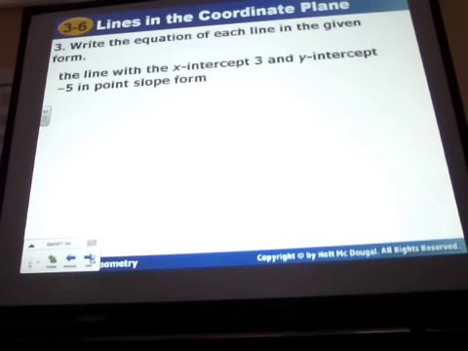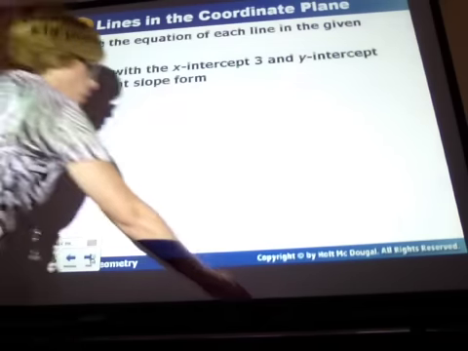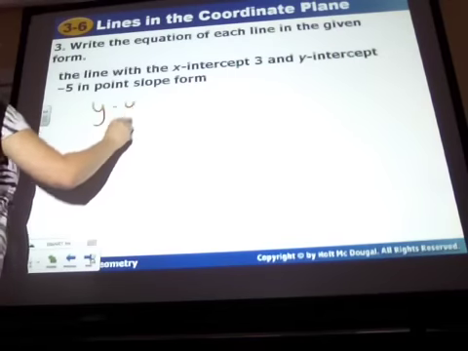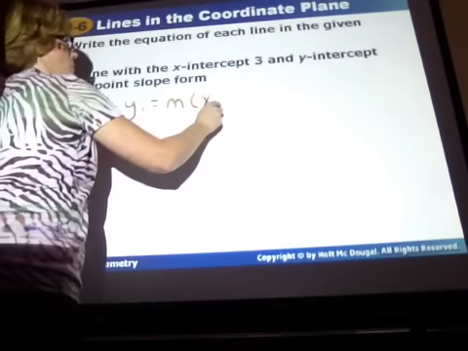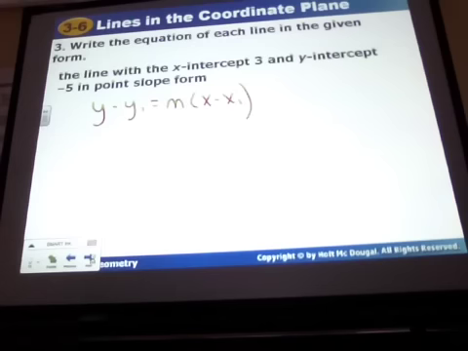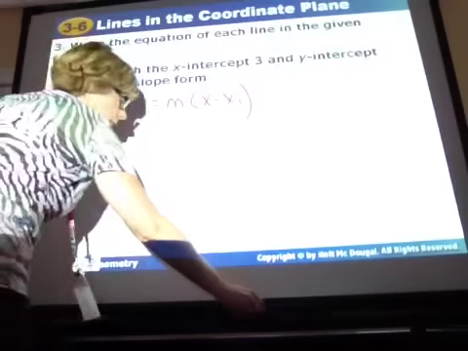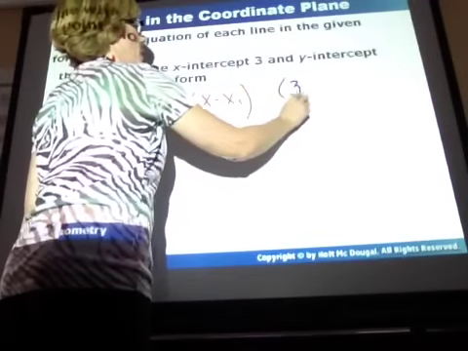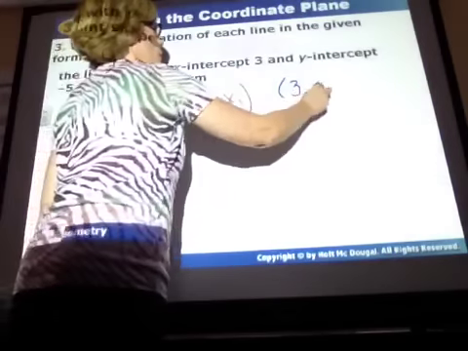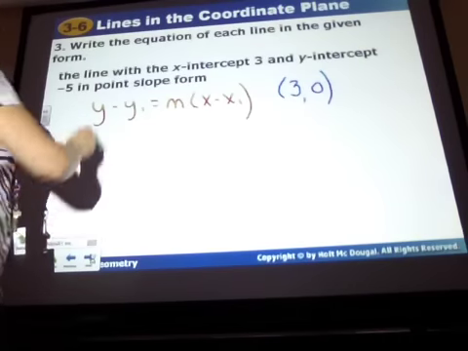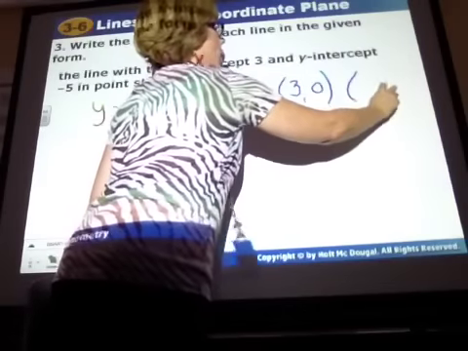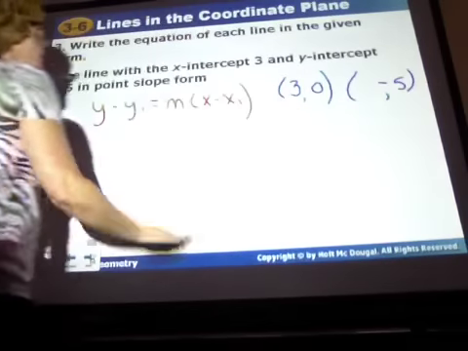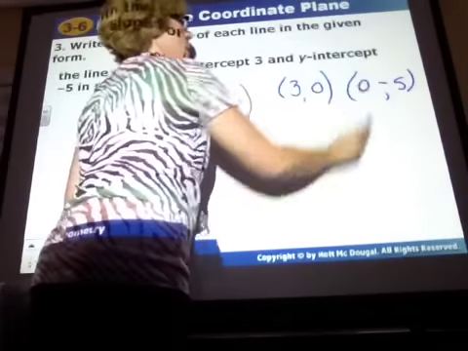Now we have a line with x-intercept 3, y-intercept -5, and we need to put it in point-slope form. All right, we need our slope and we need 1 point. Well, in order to find slope, we need 2 points here. So if our x-intercept is 3, our y value on this first point is 0. On our second point, if our y-intercept is -5, then our x-coordinate is going to be 0.